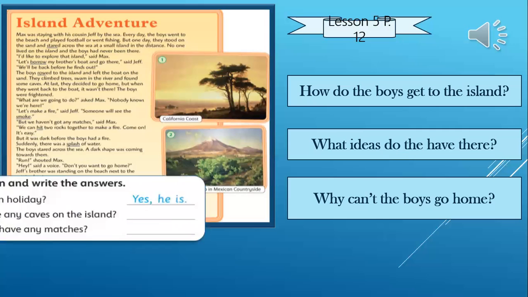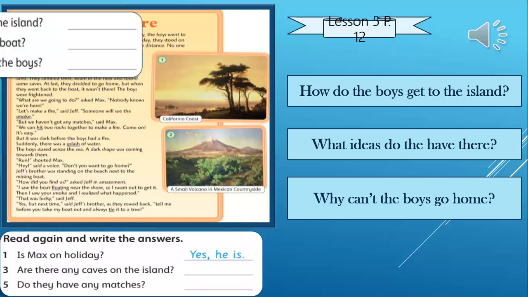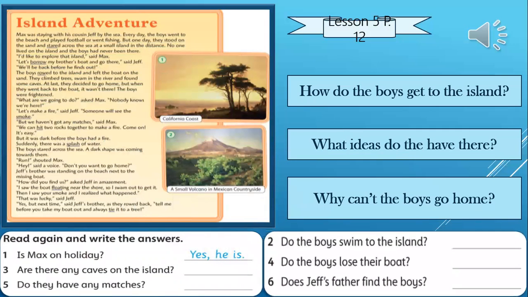Okay, now after listening to the story or the text, let's answer these questions. Question number 3, page 12, the student book, exercise number 3. Read again and write the answers. If you want to read again before you answer, no problem.